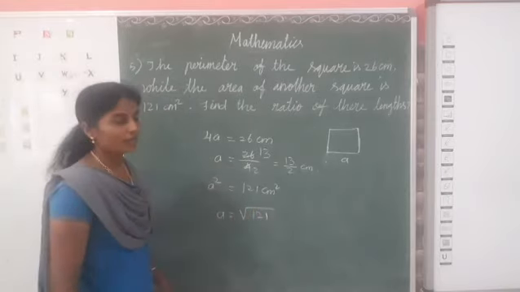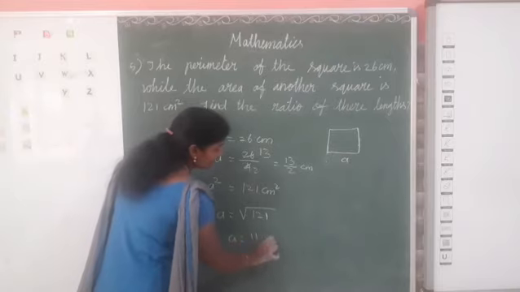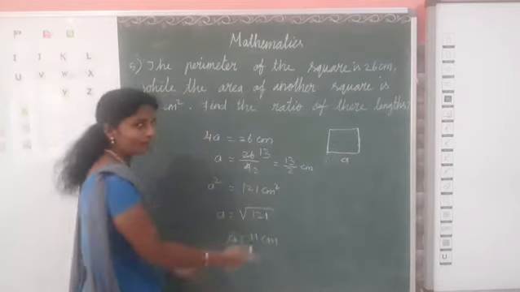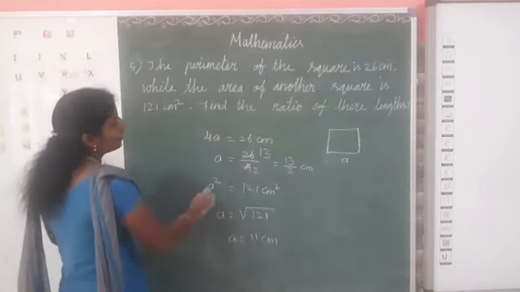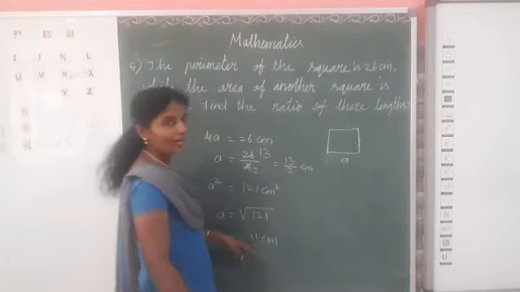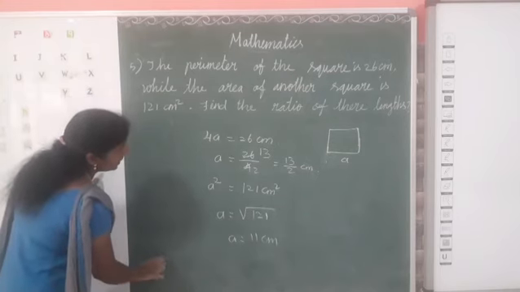Isn't it? Okay. Now here a square, we can convert into a means this square will come here, square root. Okay. Now here a is equal to 11 centimeter. Inside centimeter into centimeter, inside the square centimeter. Isn't it? So a is equal to 11 centimeter. Now here what is 13/2 centimeter and here 11 centimeter. Now we can write the ratio. What is the ratio?